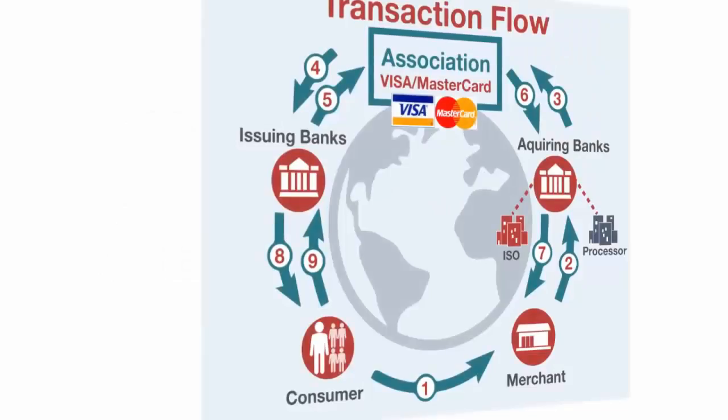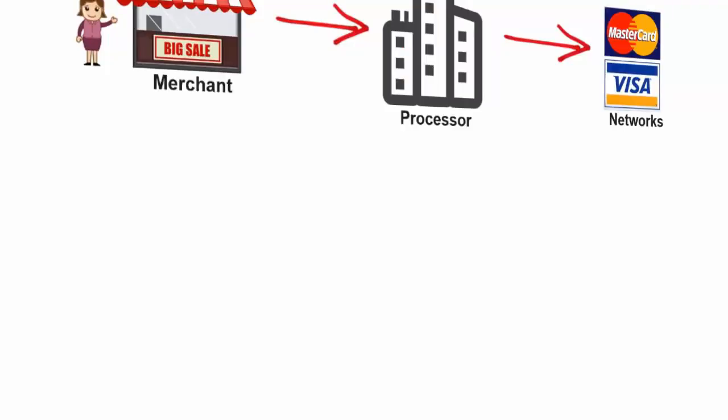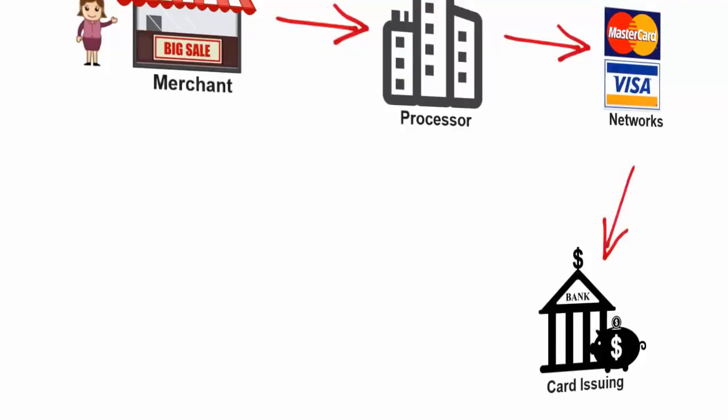Let's look at the transaction cycle. First, the customer presents a card to the merchant for purchase of goods or services. After the card is swiped or entered into the point of sale software, the processor sends out for authorization through the payment processing network. The issuing bank approves or declines the transaction based on funds available.